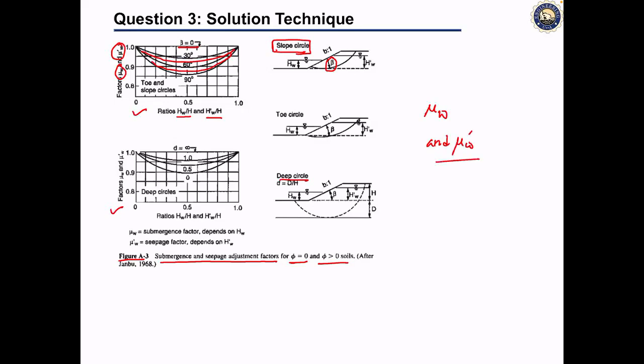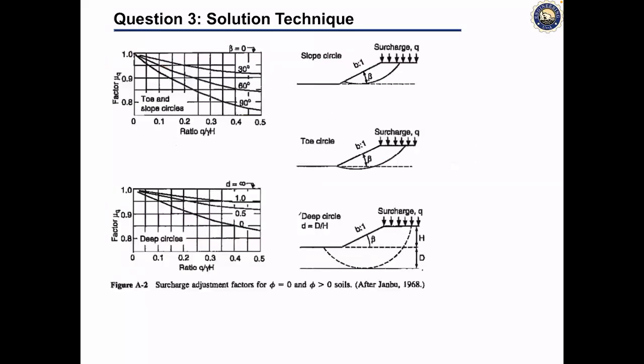Now, for our question, if we have a surcharge, then we use this two-factor table, where this is the ratio of the surcharge over gamma H, and these are the beta angles. We can find mu Q. But if we have no surcharge, then we will use mu Q equal to 1.